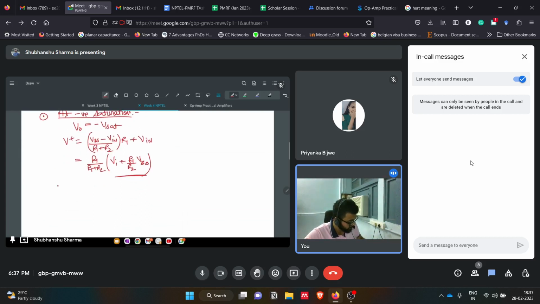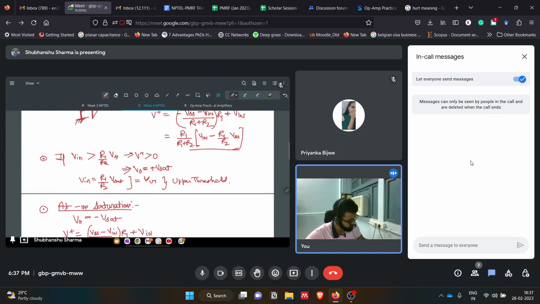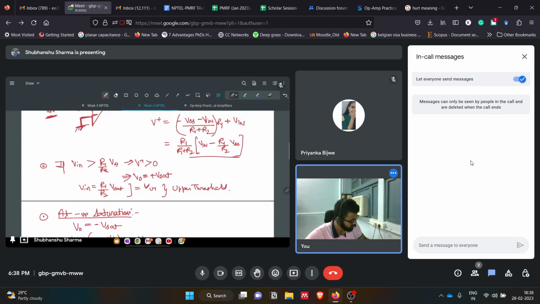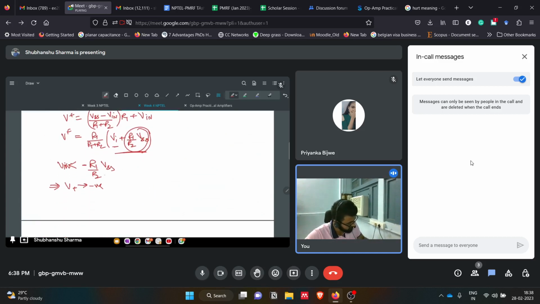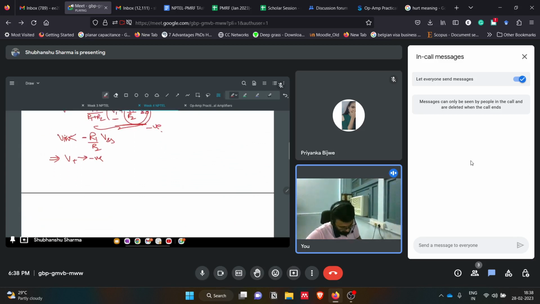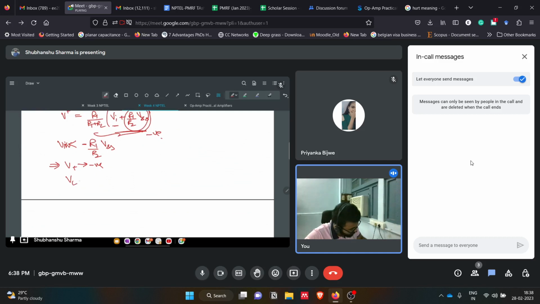So here we see if V input is less than minus R1 by R2 VSS, then what does it imply? It implies that V plus will be negative. So here in this circuit, V plus will be negative because this is V plus. If this is less than this thing, then this whole thing will become negative. So what will happen then? It will give us the lower threshold limit, which is minus R1 by R2 VSS or minus R1 by R2 V saturation. Okay.